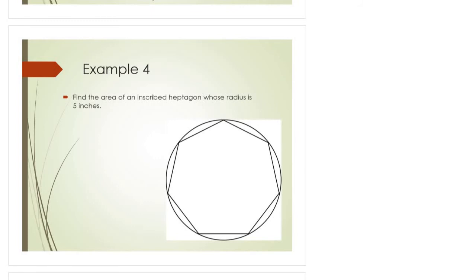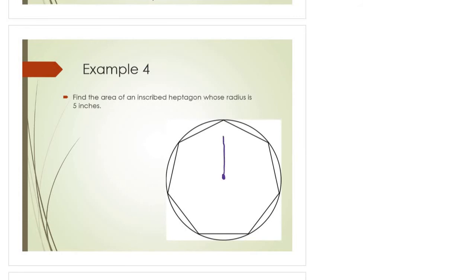So we have an inscribed heptagon. So that's 7-sided inside a circle. It does have to be a regular heptagon for this to work. So we got to assume that. And that all the vertices then touch the circumference of the circle. And the radius of the circle is 5.